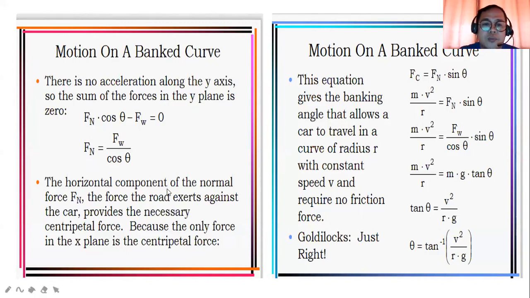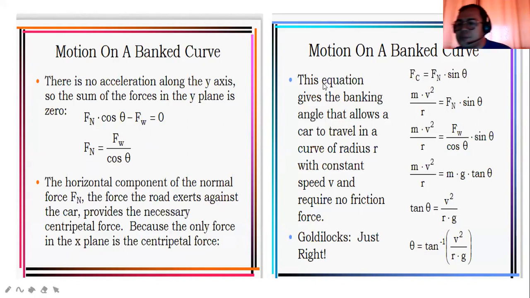The horizontal component of the normal force, the force the road exerts against the car, provides the necessary centripetal force. Only the horizontal component provides the centripetal force, because the only force in the x-plane is the centripetal force. The centripetal force is in the horizontal plane, not in the vertical.